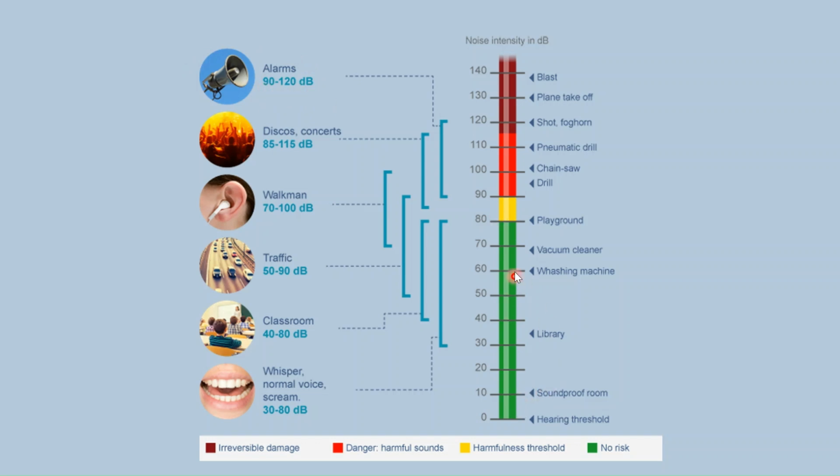Now here we have this color coding. Up to 80 decibel we are having no risk. This yellow color code is showing the harmfulness threshold, that is, if we are exposed to sound above this, we can have a harmful effect on us. Then above 90 decibel to something like 115 decibel, we can have danger from the harmful sound. And above 115 decibel, there is irreversible damage. So we will discuss the health effects of noise pollution in one of our upcoming videos.